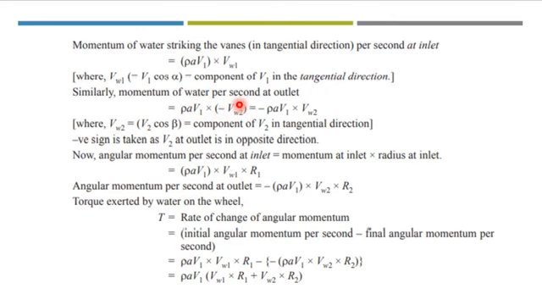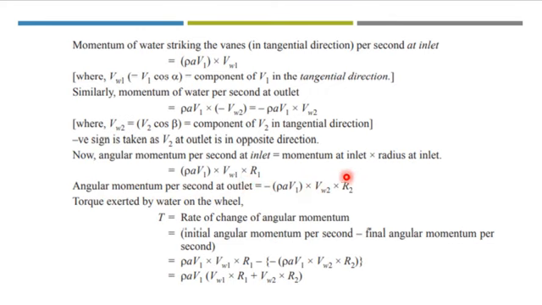And VW1 is equal to V1 cos alpha, which is the component of V1 in the tangential direction. Similarly, the momentum of water per second at outlet is this mass multiplied by the tangential velocity at the outlet tip, which is VW2. The negative sign means that this is in the opposite direction, so it becomes minus rho a v1 into VW2, and VW2 is equal to V2 cos beta.